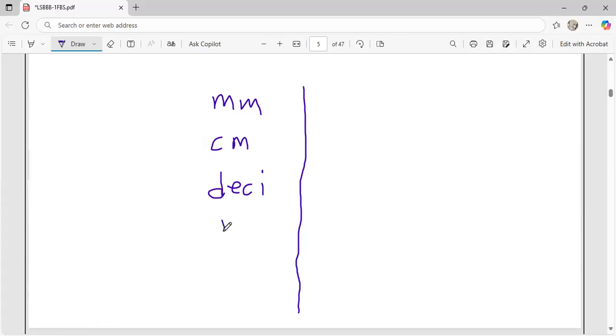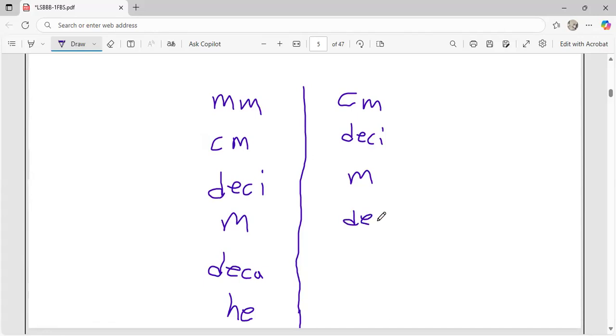I can call this my meters. This becomes the decameter. Okay, good. And this is now our what? Hectometer. Yes. Let's come and calibrate the right hand side too. Let's say this is centimeters. This is decimeter. This is meter. This becomes the decameter.